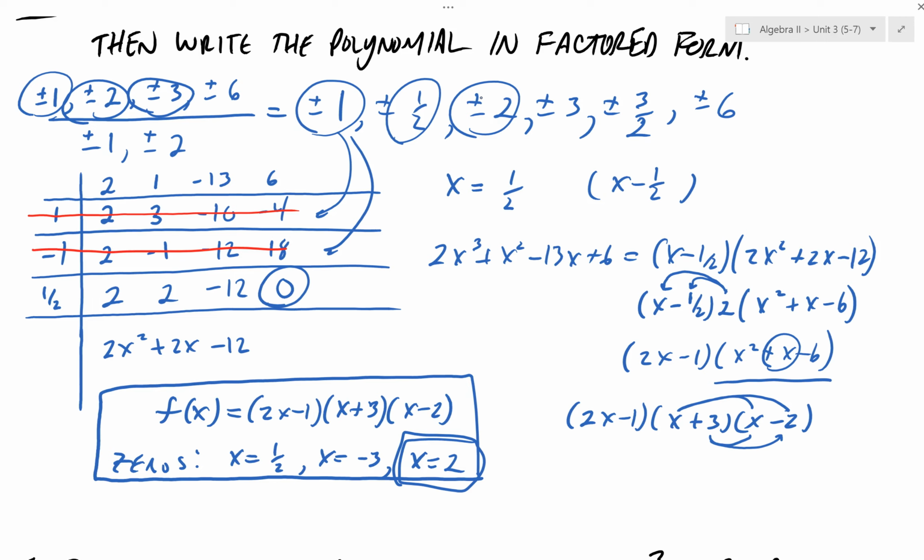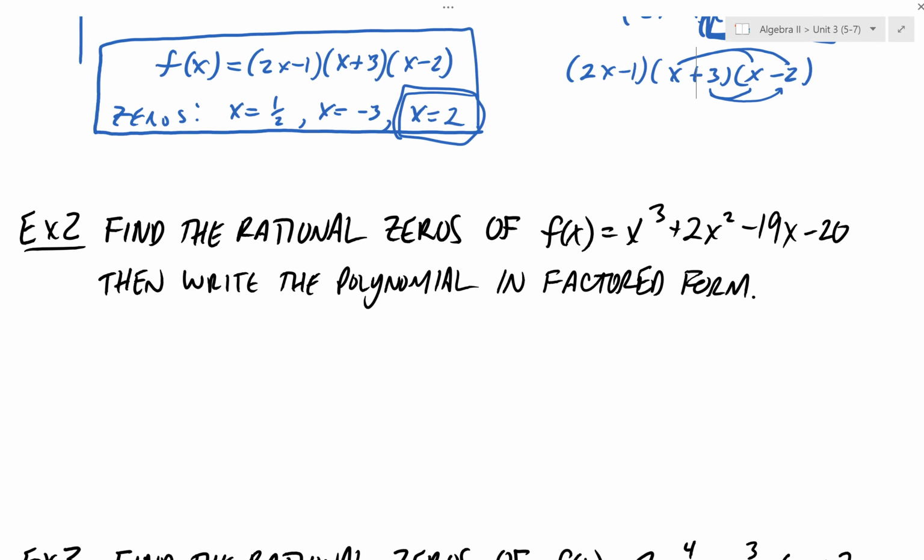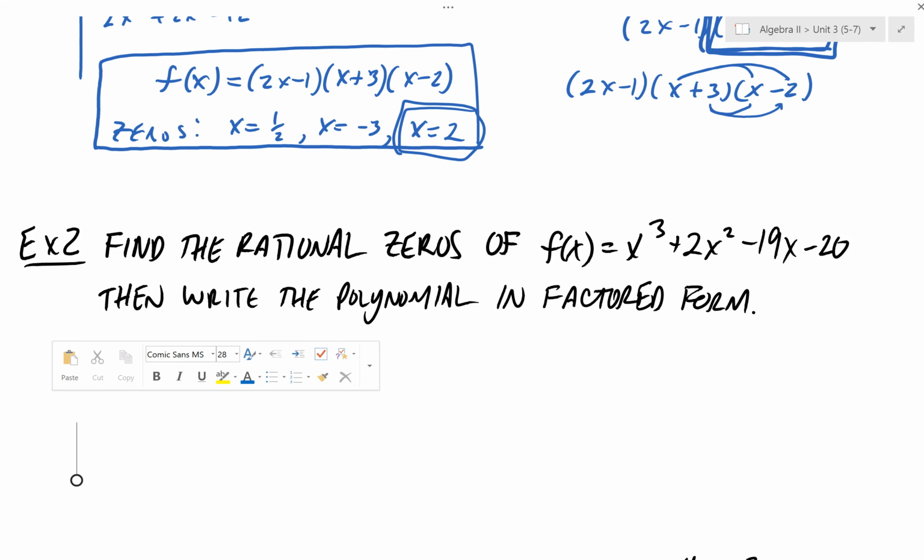And if you start with a cubic, once you find one of the zeros or one of the factors, then you have a quadratic function like we had here, and you can usually factor those by hand without having to go back to your list again. Okay? So that's the general process. We'll do another one together here. Go ahead and copy down problem 2.